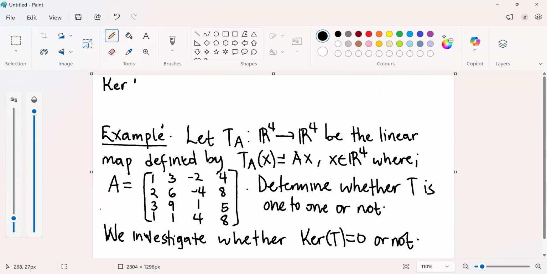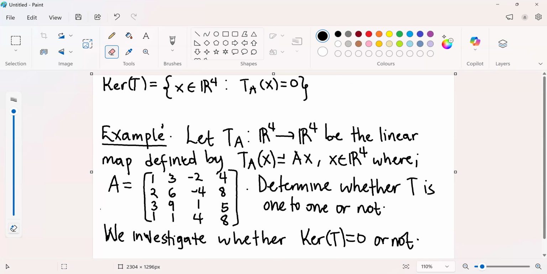By definition, the kernel of a transformation consists of the x in R4 such that they are mapped to 0, such that T(x) = 0. So we solve for that. We simply look for the null space. We equate Ax to 0 and we carry out row reduction. If the answer that we get is 0, then we shall say that the kernel is 0.